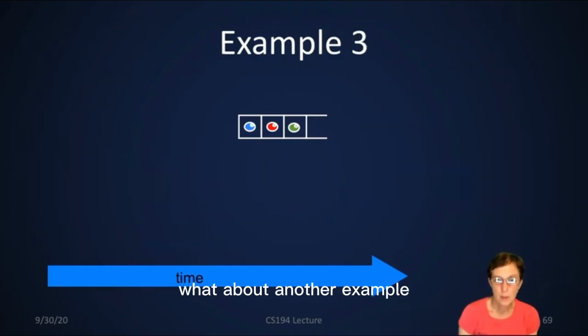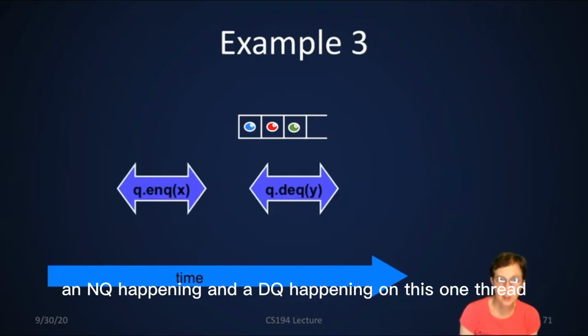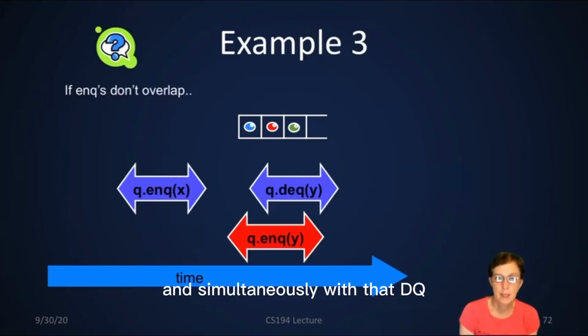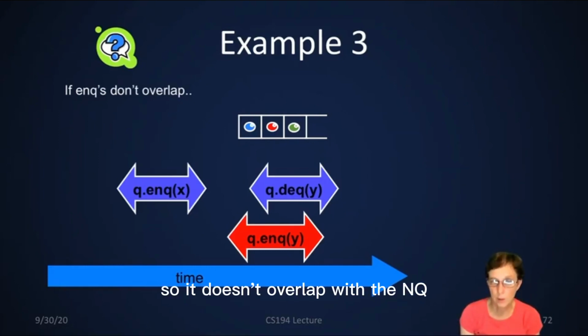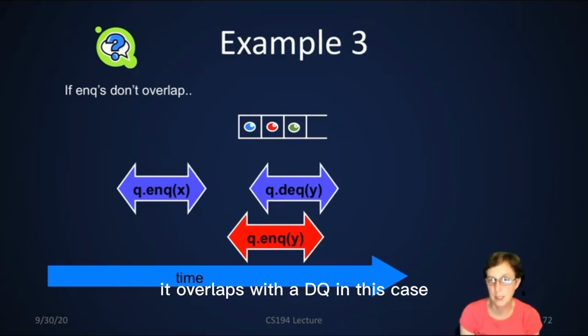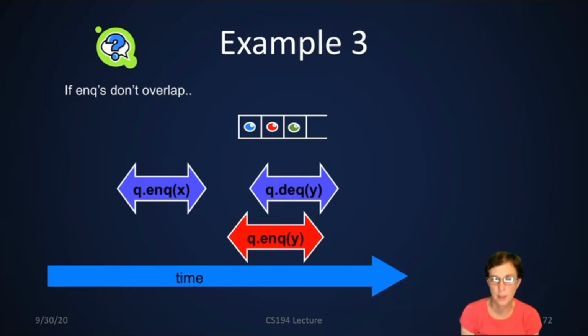What about another example? Let's look at the case where we've got an NQ happening and a DQ happening on this one thread. Simultaneously with that DQ is another NQ by the second thread. So it doesn't overlap with the NQ, it overlaps with the DQ in this case. What are the values that we can get out of this, or will this particular one make sense? This is doing a DQ of y, and this is doing an NQ of y.